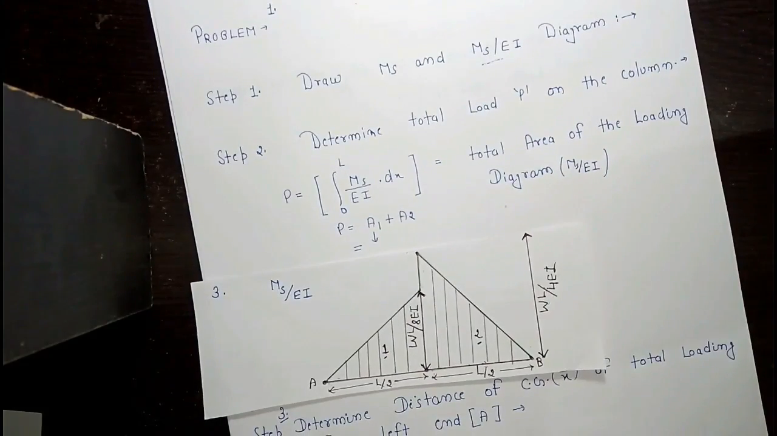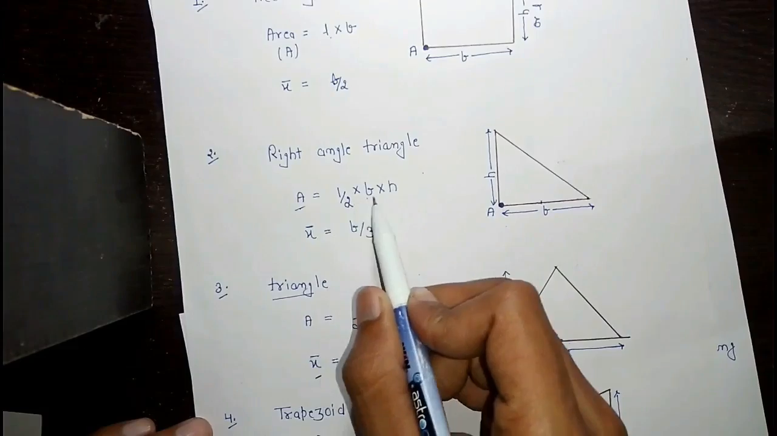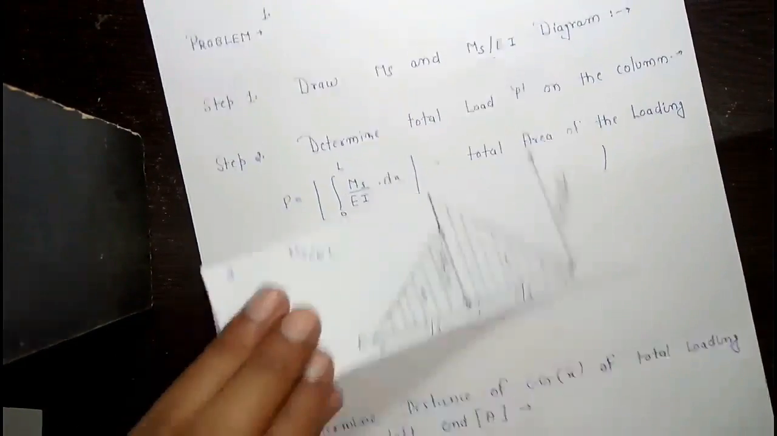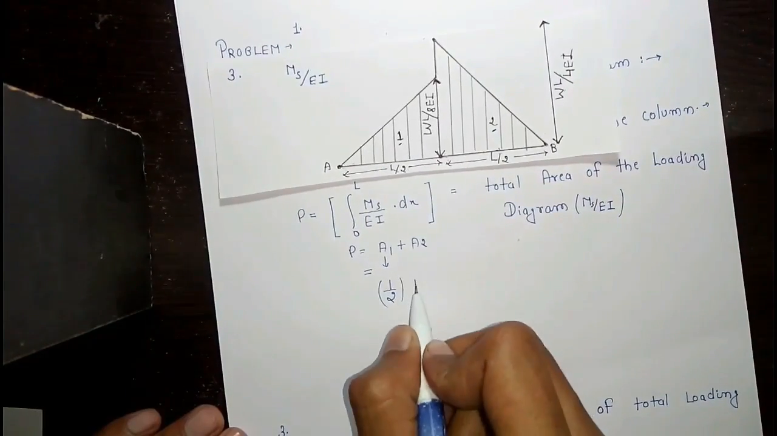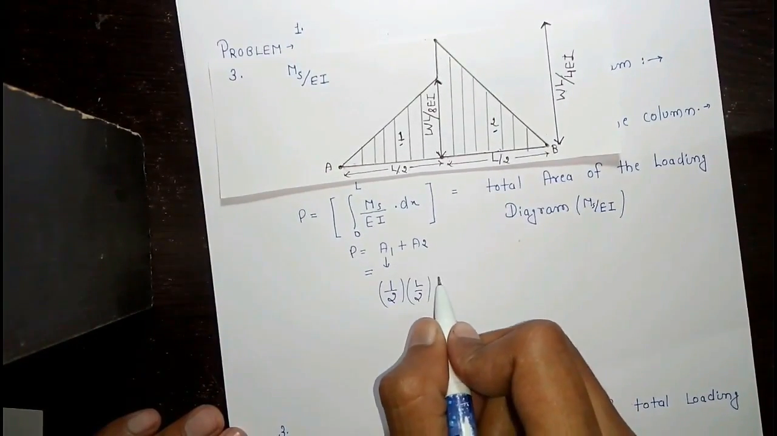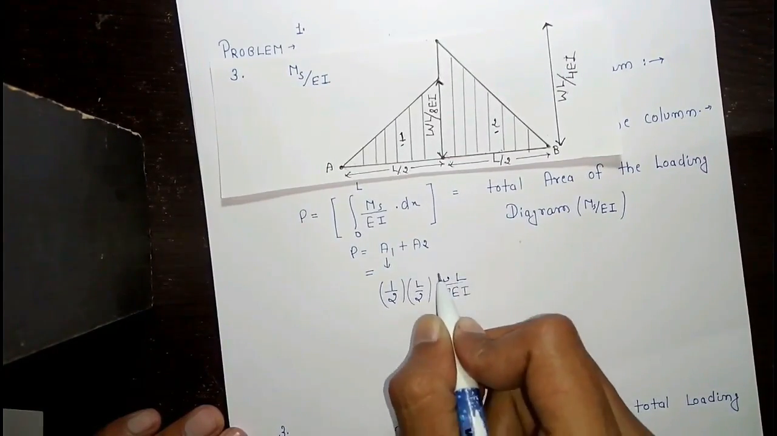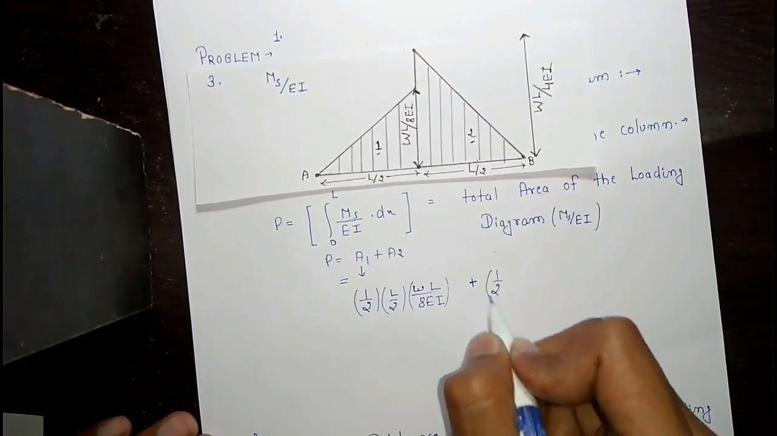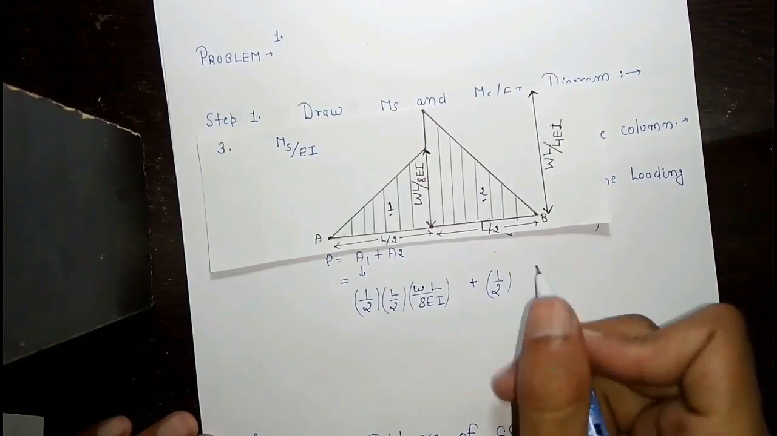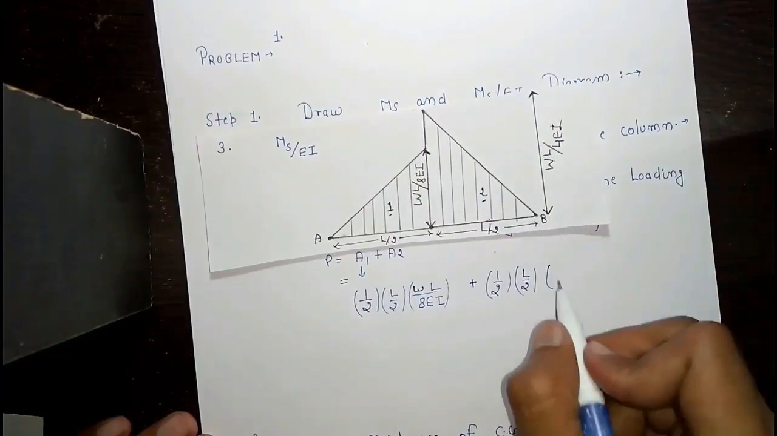A1 is equal to the area of right angle triangle 1, and area is given by half of breadth into height. So A1 is equal to half of L by 2, which is the breadth, into the height, which is WL by 8EI. Similarly, for right angle triangle 2 it is half of L by 2 into WL by 4EI.